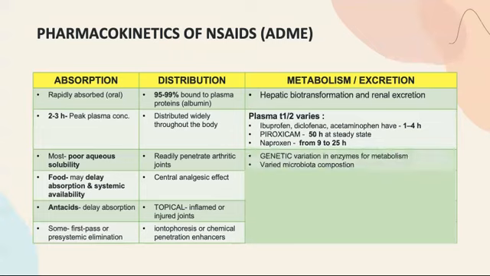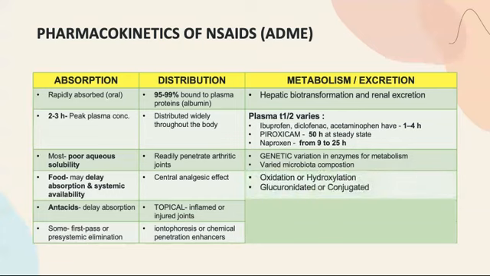Genetic variation in the major metabolizing enzymes and variation in the composition of intestinal microbiota may contribute to variability in metabolism and elimination. Elimination pathways frequently involve oxidation or hydroxylation. Several NSAIDs or their metabolites are glucuronidated or otherwise conjugated.